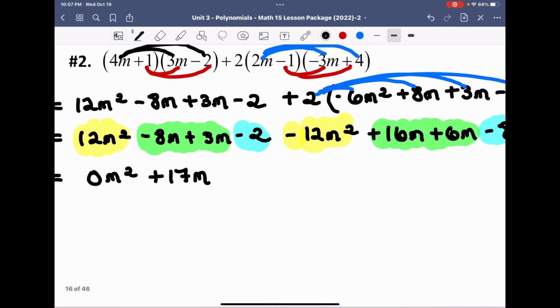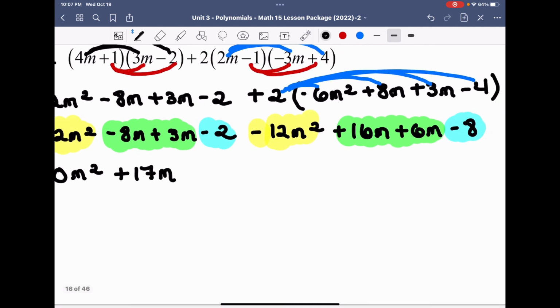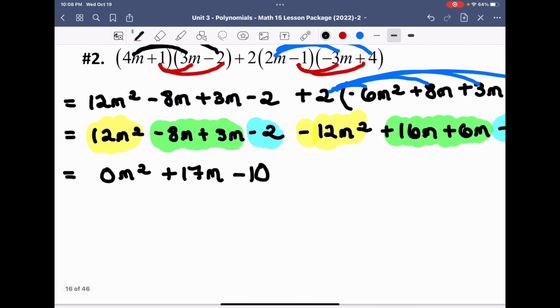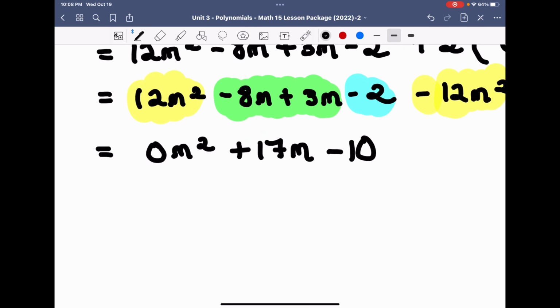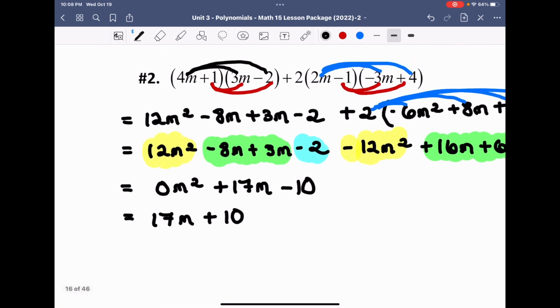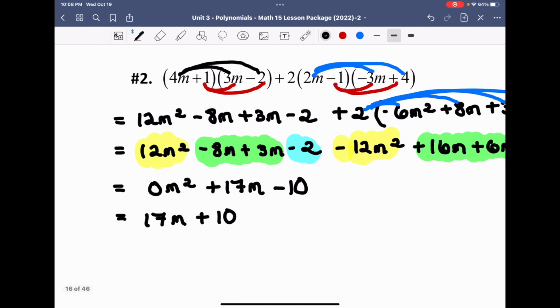And then finally, I look at my constant terms, or the ones with no variables, and it's negative 2 minus 8. That's negative 10. So my final answer is therefore 17m minus 10. I get a binomial from this expansion of a binomial times a binomial plus a binomial times a binomial.